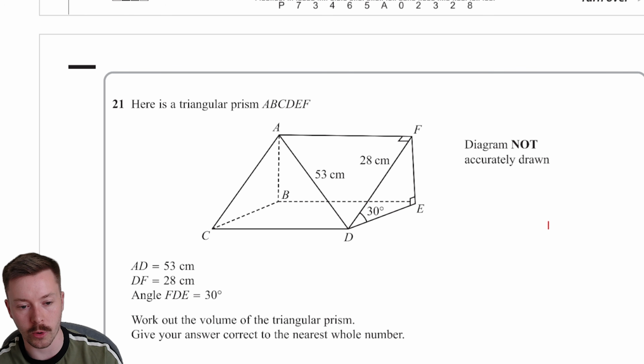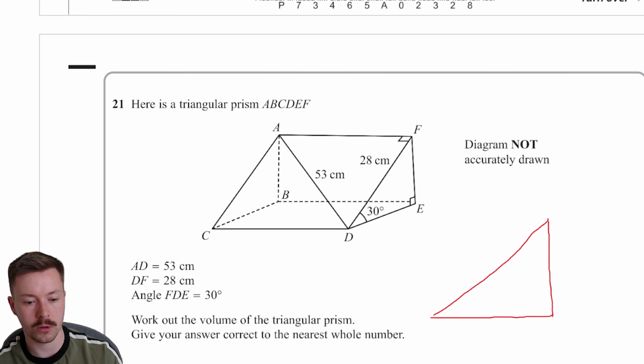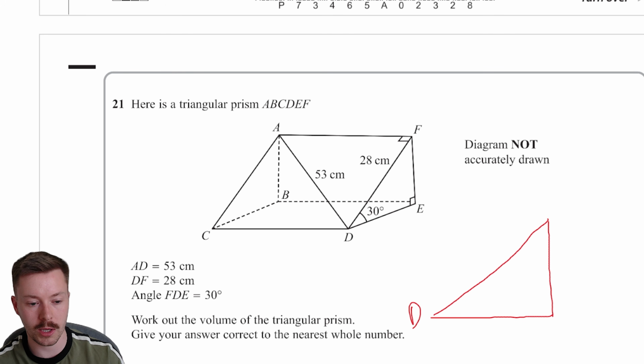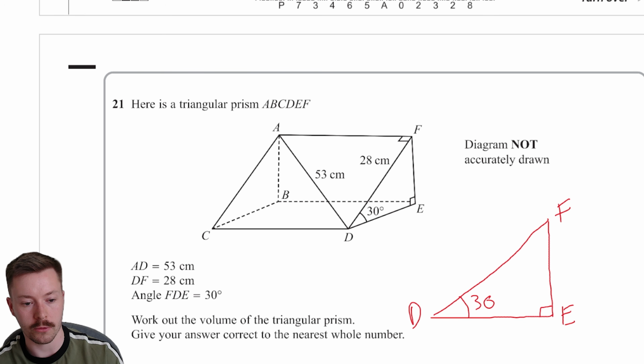Now, the first thing I'm going to do is draw a sketch. Okay, so this is my sketch. It's not part of my answer. It doesn't have to be accurate. Just a very quick sketch. So I've got D, F, and E. I've got my right angle here. I've got my 30 degrees. I've got my 28. So we'll change that O so it doesn't look like a 6.